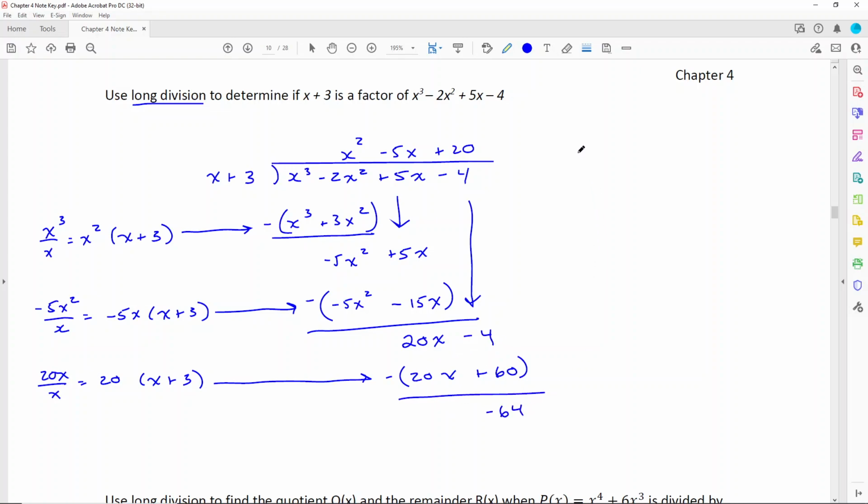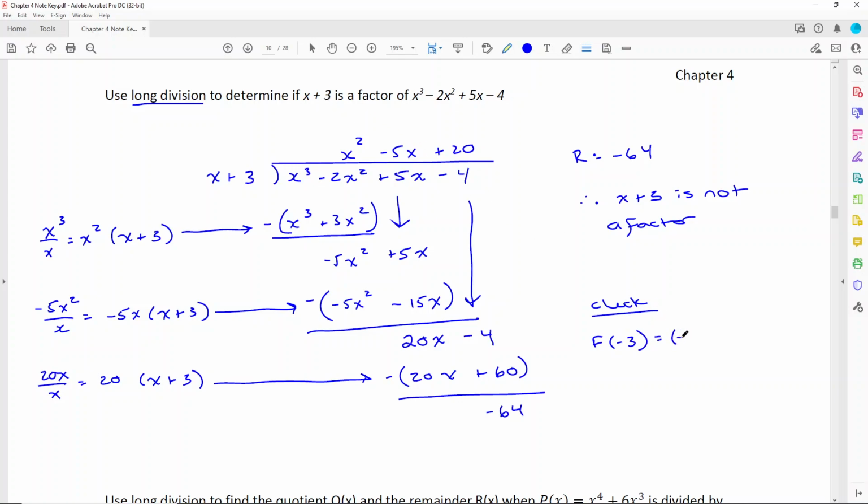So since I got a remainder of negative 64, therefore, x plus 3 is not a factor. Again, you have to get a remainder of 0. And again, if you wanted to check this, plug in f at -3, the 0 of the factor.